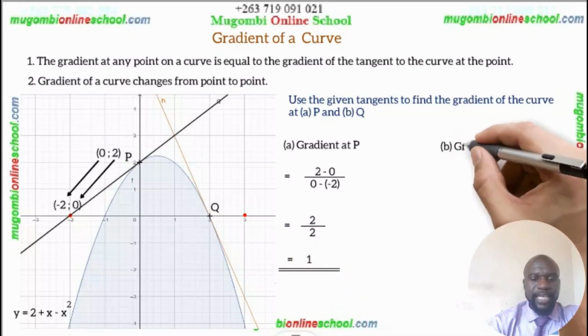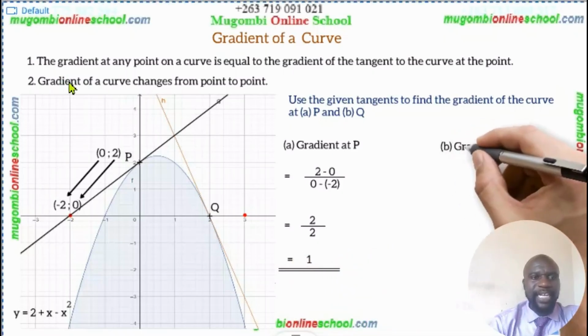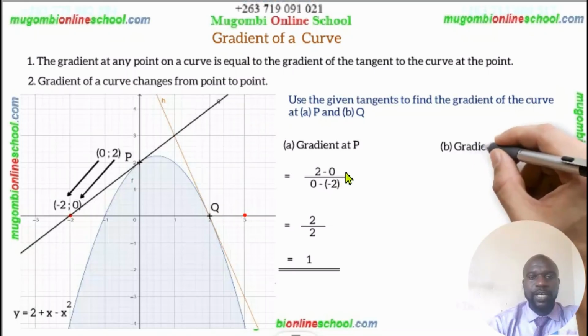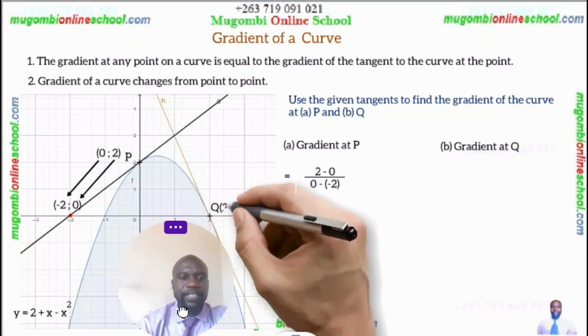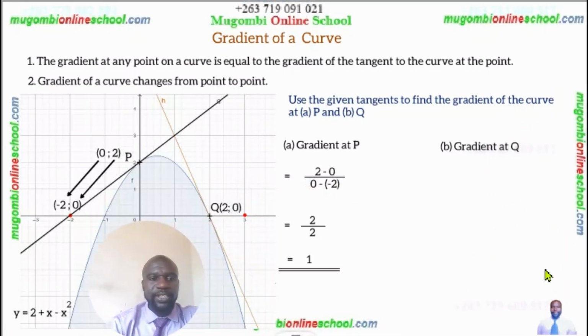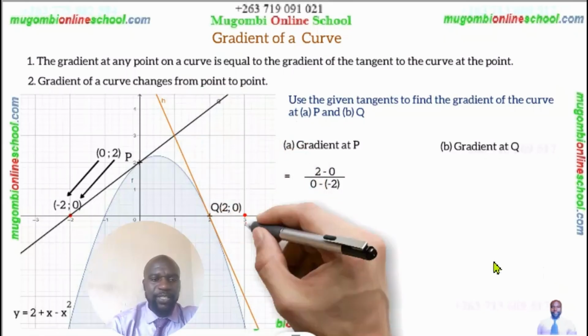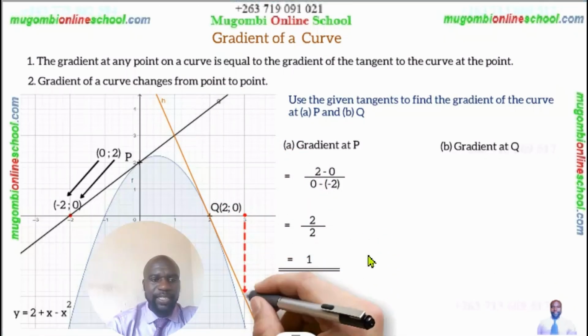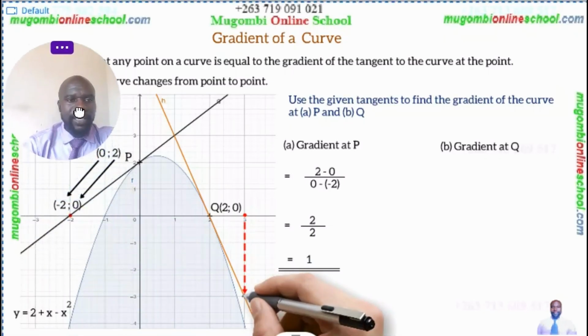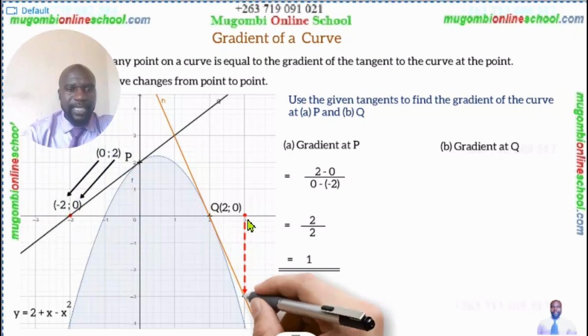As we said earlier, according to our rules, the gradient of a curve changes from point to point. So we want to see if this is true. We are going to calculate the gradient at point Q. At point Q, we have got the coordinates 2, 0, and we have to find any other suitable points along this line, as we can see. So this one is a suitable point for us. This is positive 3 for x and negative 3 for y, like this.